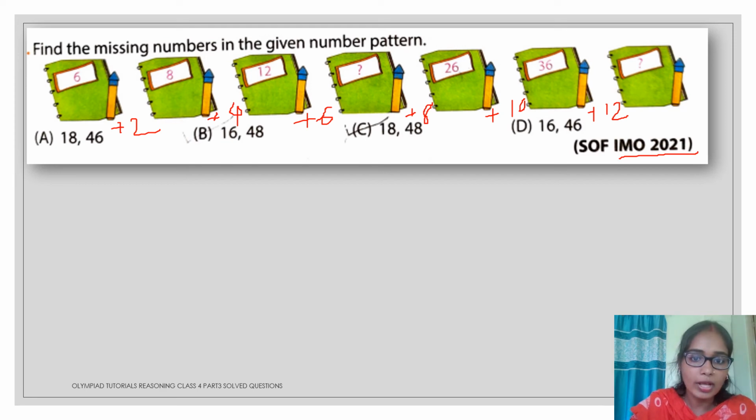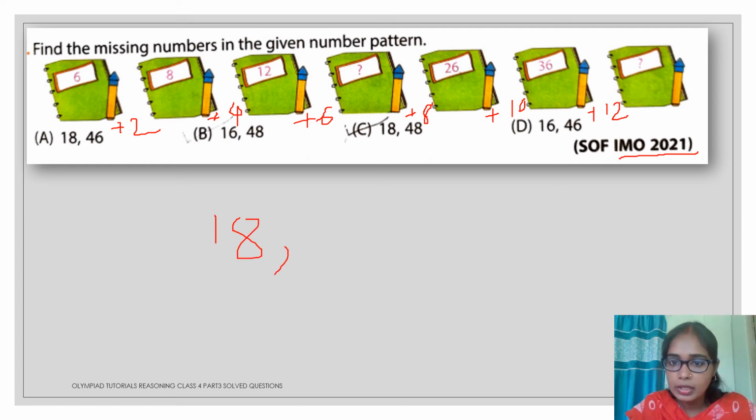So 12 plus 6 will give you 18. And here you have 36 plus 12, which will give you 48. This is going to be your answer. Option number C, 18 and 48. This is going to be your correct answer, the two missing numbers 18 and 48.